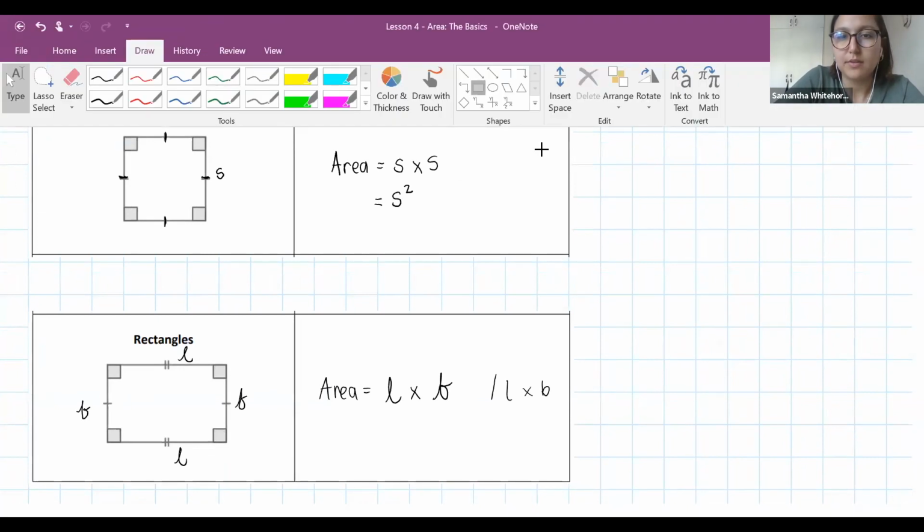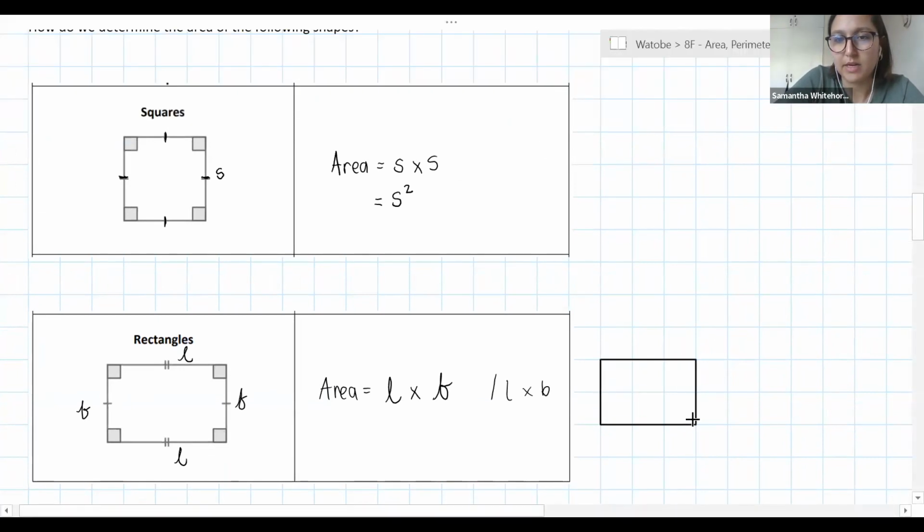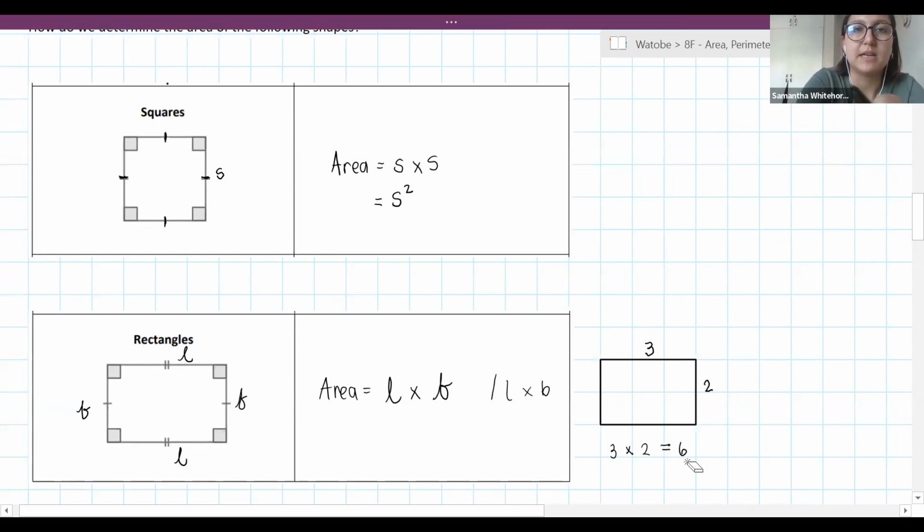to that basic rectangle, so here's my rectangle. If I take my length, which we can see here is 3 units, and I take my breadth, which is 2 units, and I multiply them together, I get a value of 6. We'll get to what the unit should be in a second.